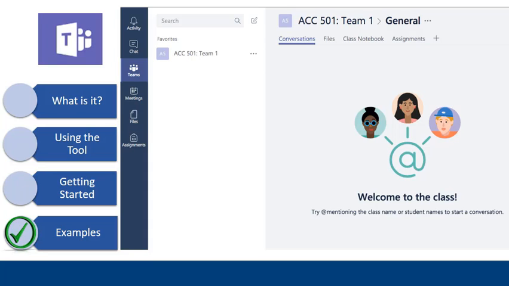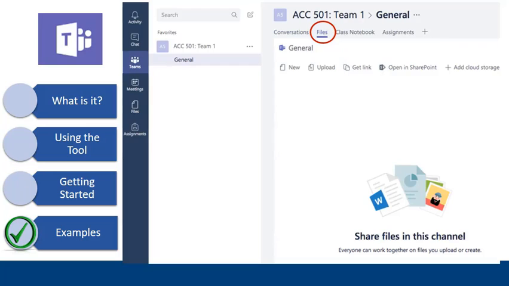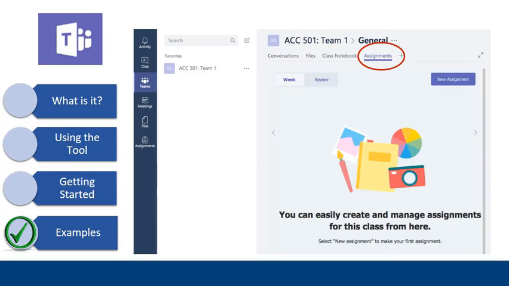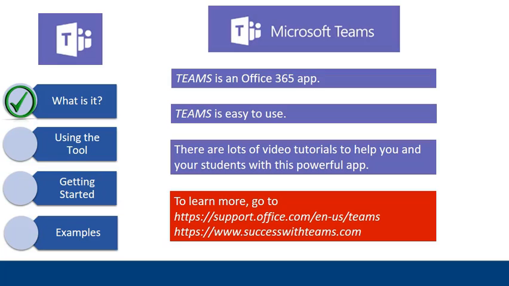In the next few slides, you'll see screenshots from an example team called ACC 501 Team 1. This is the screen you'll see after you create the team. This is the screen you'll see when you select Files from the top of the page. This is the screen for the class notebook. You'll be asked to set it up and select the features you want to include. This is the screen for assignments. The instructions for adding an assignment are straightforward. Here's everything you need to know.